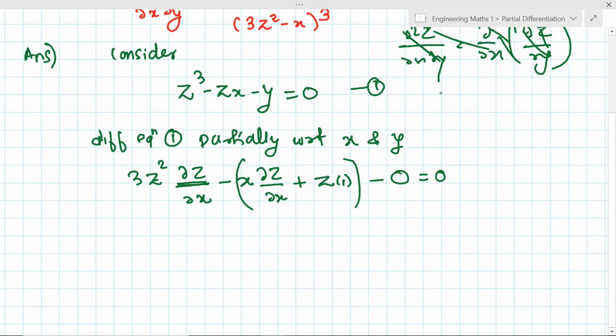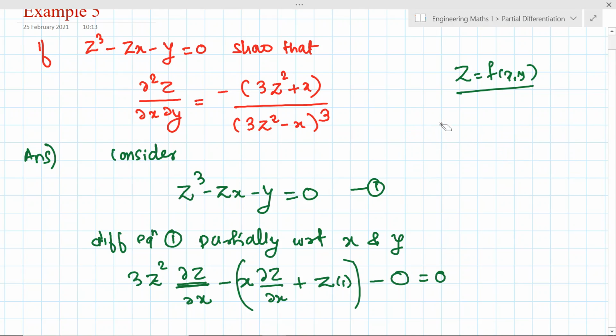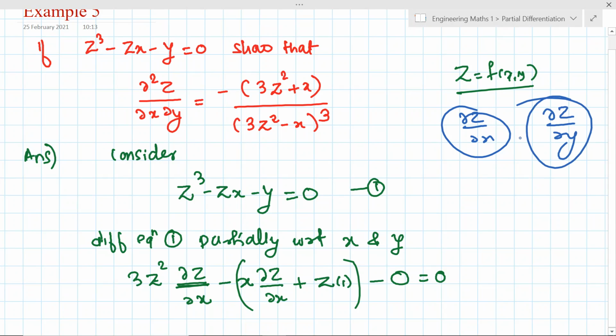Because z is a function of x and y. What is the partial derivative of z with respect to x? It is ∂z/∂x. The partial derivative of z with respect to y is ∂z/∂y. It is not a constant. See here, z is not a variable, one more thing, z is a function of x and y. So as z is a function of x and y, we need to differentiate it again. Isn't it?